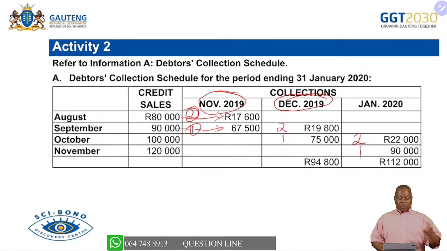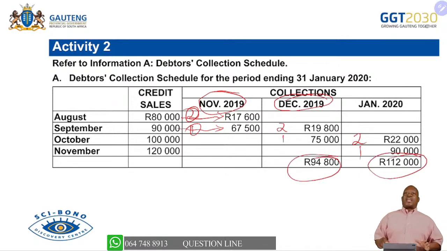In November, we are collecting for September and August. In December, we are collecting for October and September. In January, we are collecting for November and October. Now, this is the total collected for December and the total collected for January.